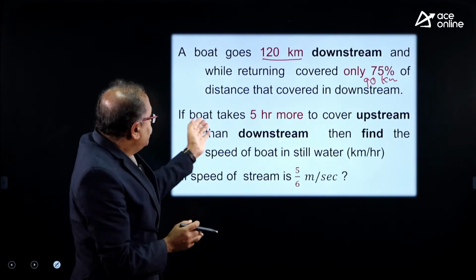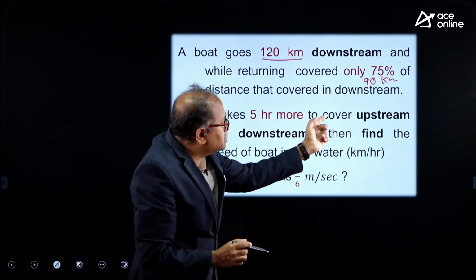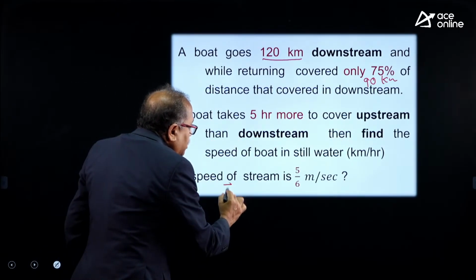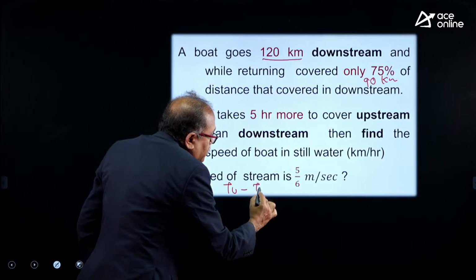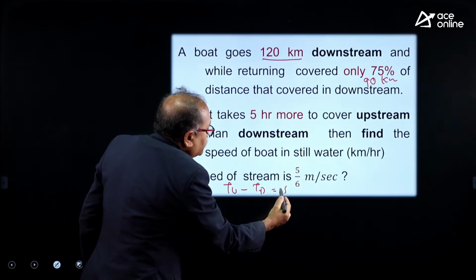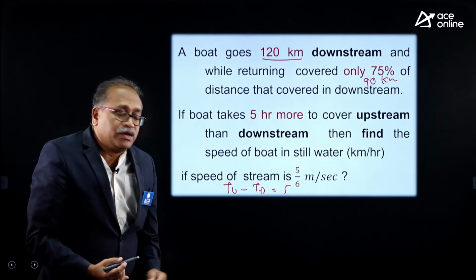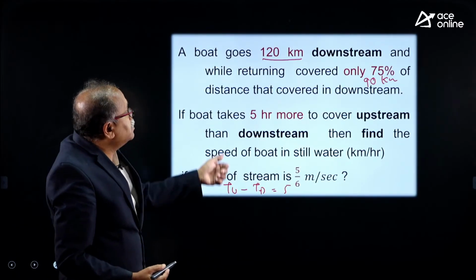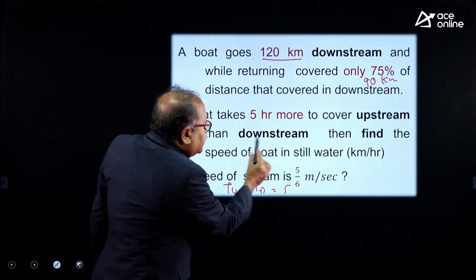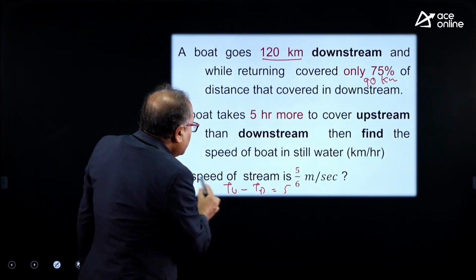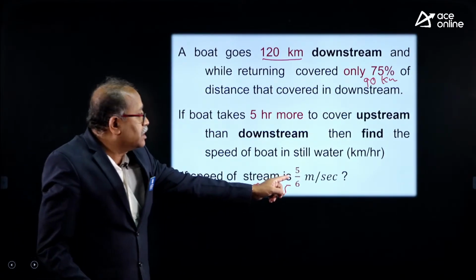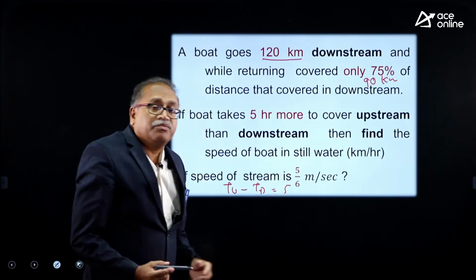The next, if the boat takes 5 hours more to cover upstream than downstream, that means time for upstream minus time for downstream is equal to how many hours? That is 5 hours. And how do I get the time for upstream? The distance by speed. Okay. And here it is given that the speed of the stream is 5 by 6 meter per second, then find the speed of the boat.